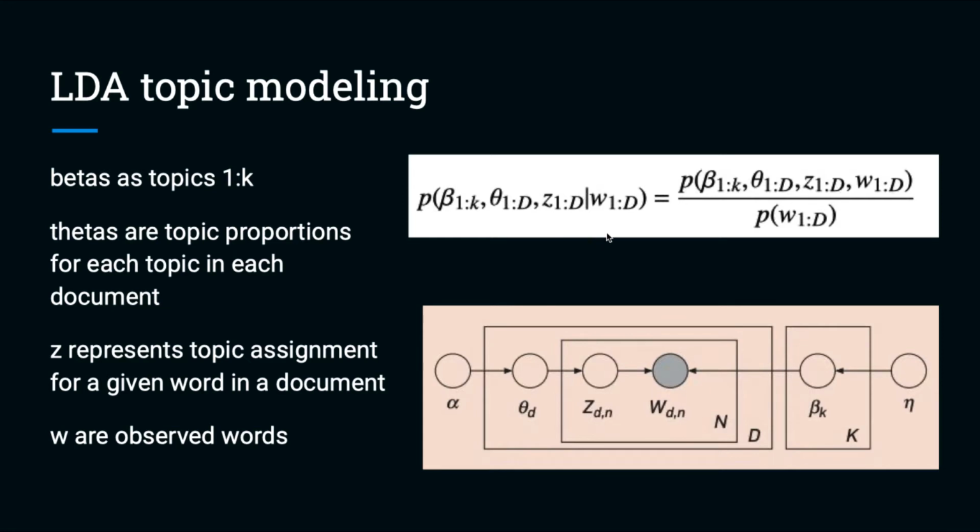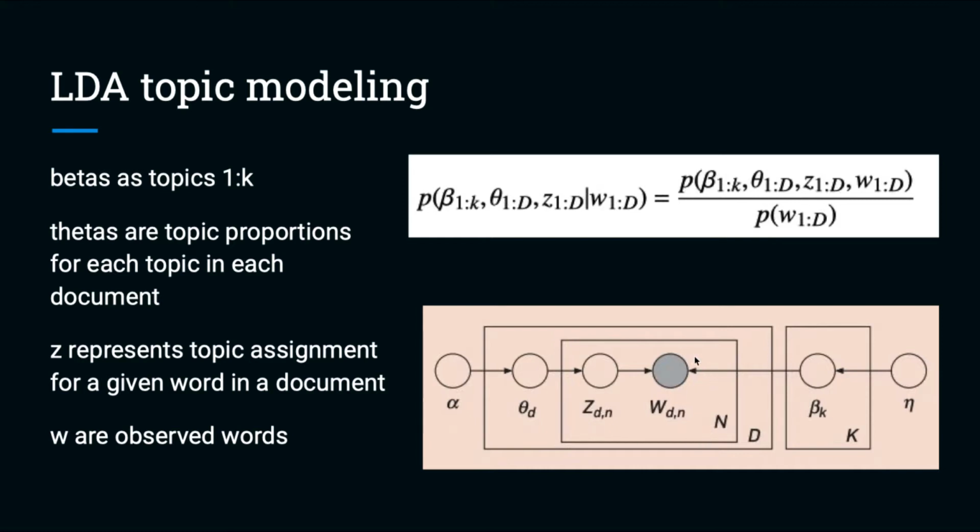Here's a very unwieldy mathematical expression of LDA. And here's a graphical representation. Let's look at the graphical representation first. The shaded area is the observed data, the words. Unshaded nodes are hidden variables. Our hidden variables are topic proportions for each topic in each document, topic assignments for a given document, and the topics themselves.